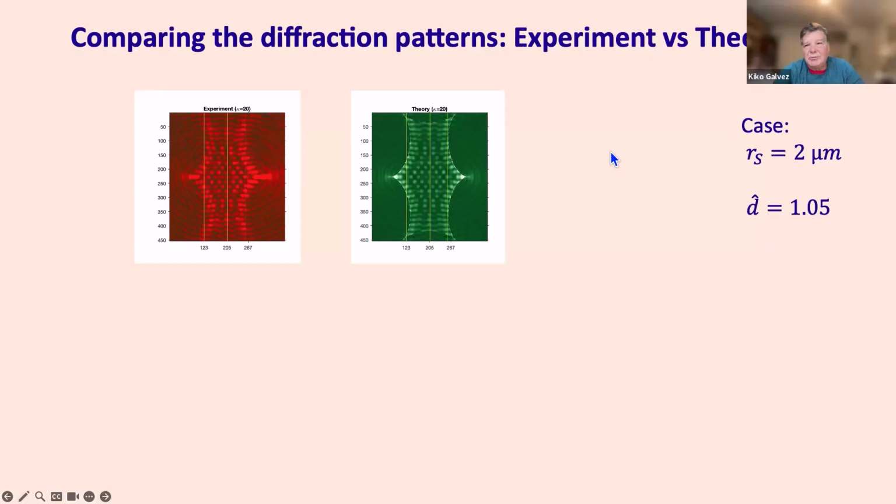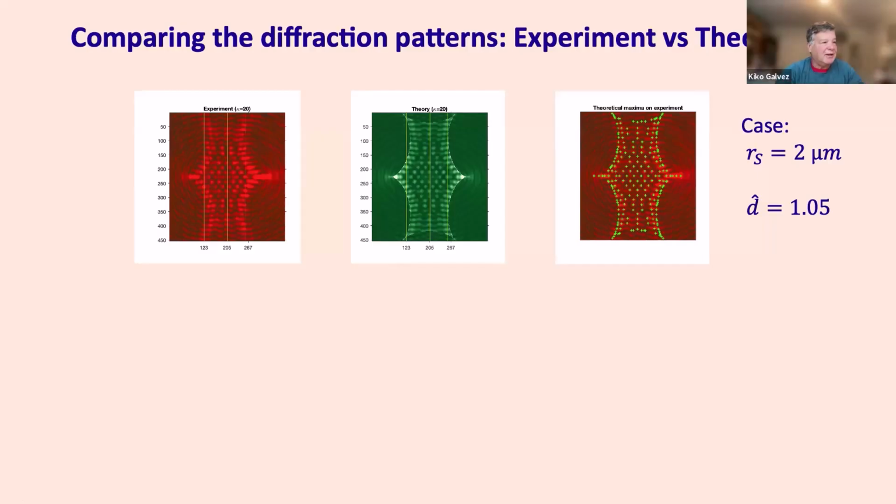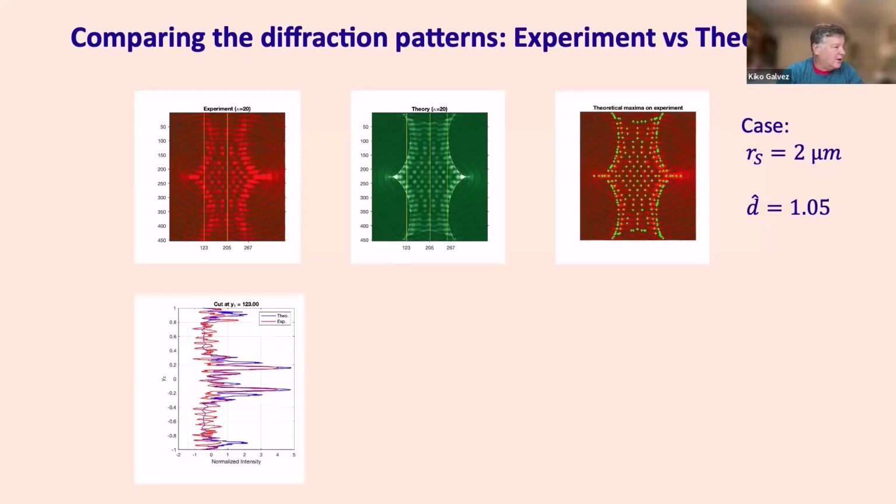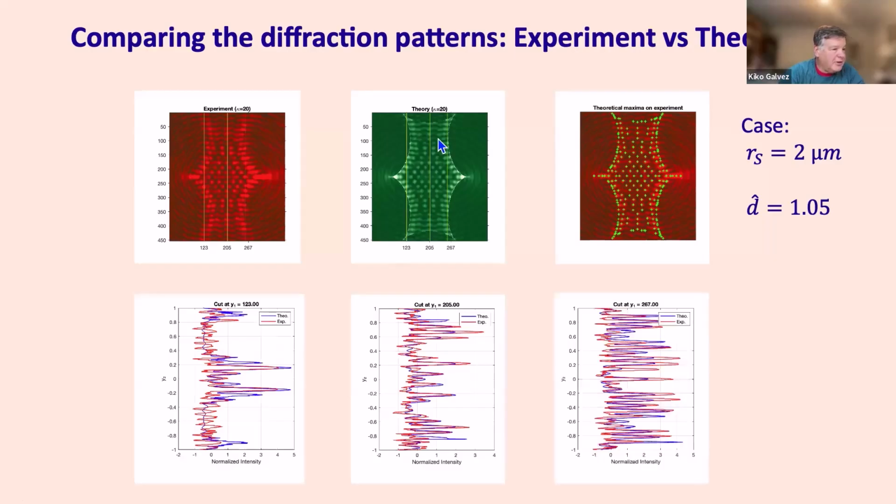And so my student, in trying to have these two patterns overlap, found the maxima of the theory and matched them to the one of the experiment. And so there is that adjustment. And then here are the cuts for the theory and the experiment.